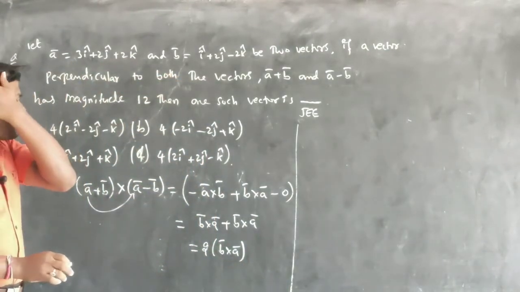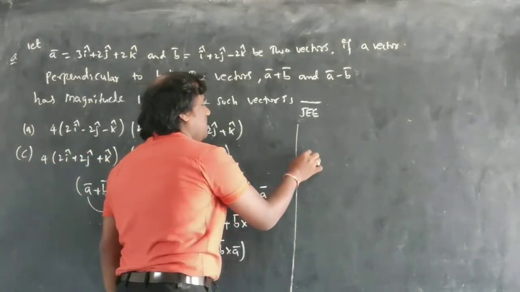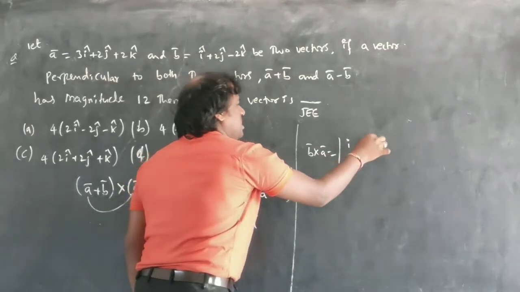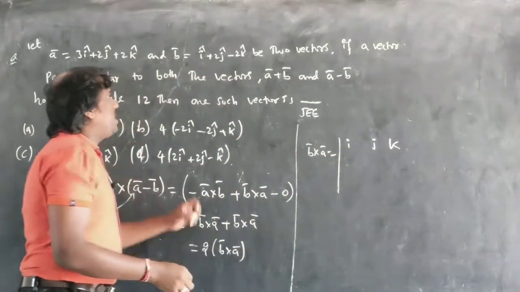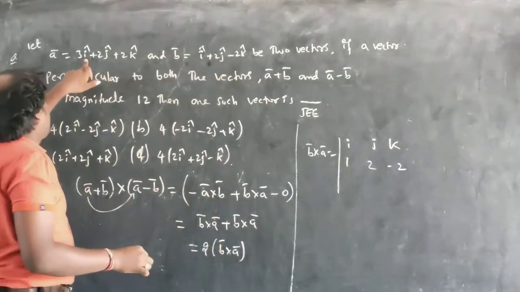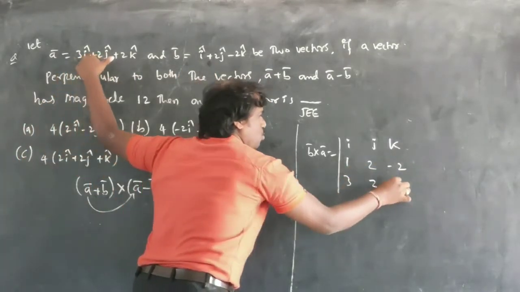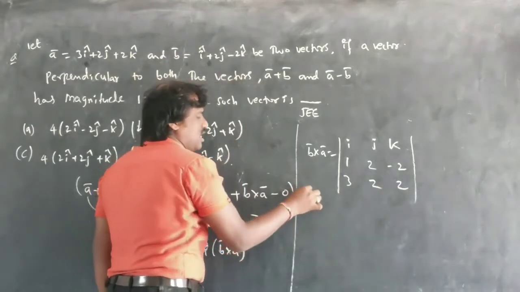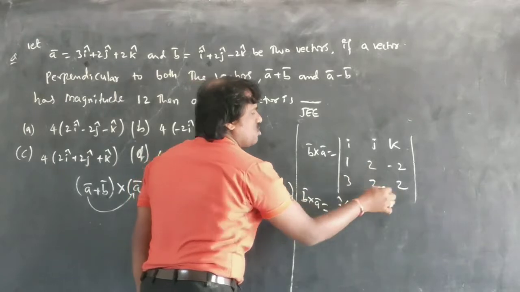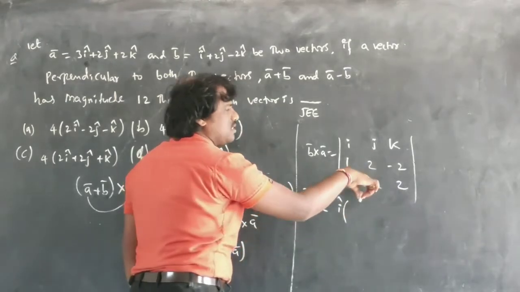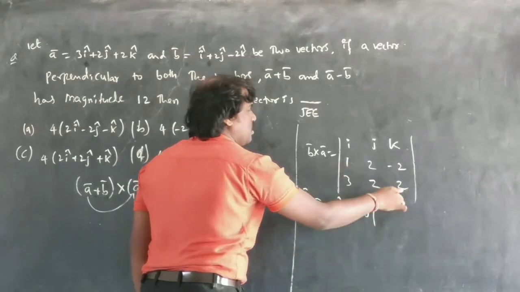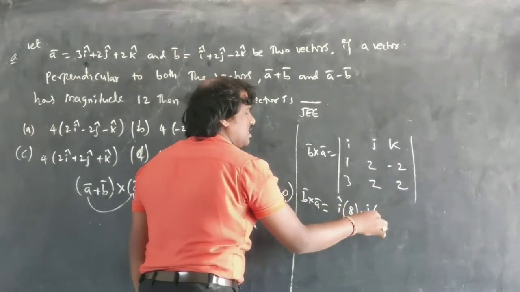Now you have to find B cross A. I'll find that first of all. That is the determinant with i, j, k. Let us take the B components: 1, 2, minus 2, and the A components: 3, 2, 2. Now let us do this B cross A. What am I going to get here? i cap into 2 2s are 4 plus 4, you get 8. Now minus j into 1 2s are 2 plus 6, that is 8.